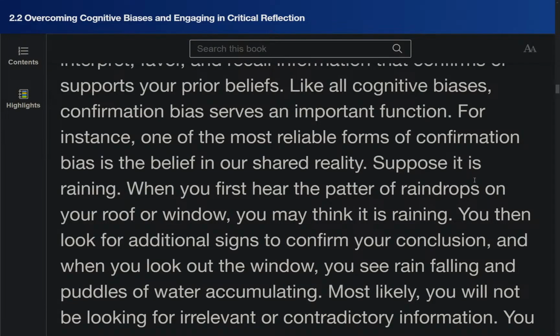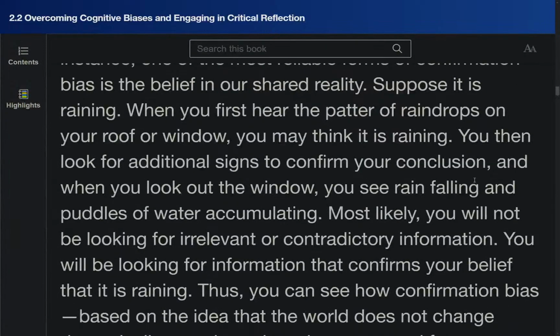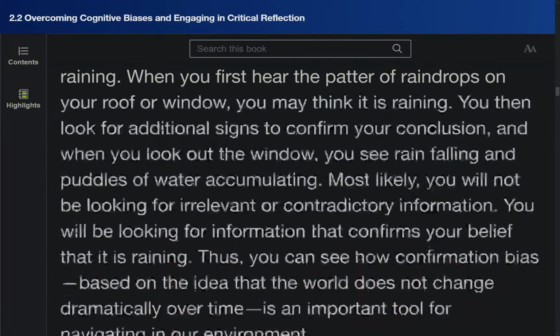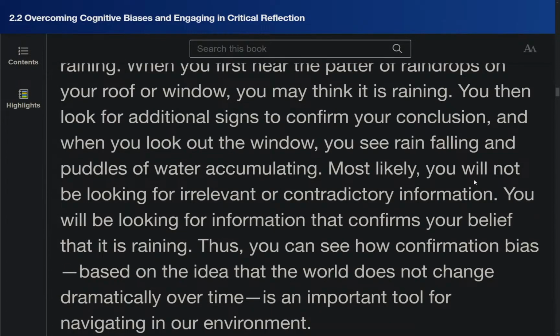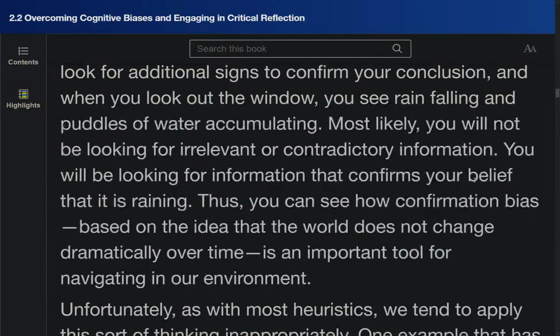Suppose it is raining. When you first hear the patter of raindrops on your roof or window, you may think it is raining. You then look for additional signs to confirm your conclusion, and when you look out of the window, you see rain falling and puddles of water accumulating. Most likely you will not be looking for irrelevant or contradictory information. You will be looking for information that confirms your belief that it is raining. Thus, you can see how confirmation bias, based on the idea that the world does not change dramatically over time, is an important tool for navigating in our environment.